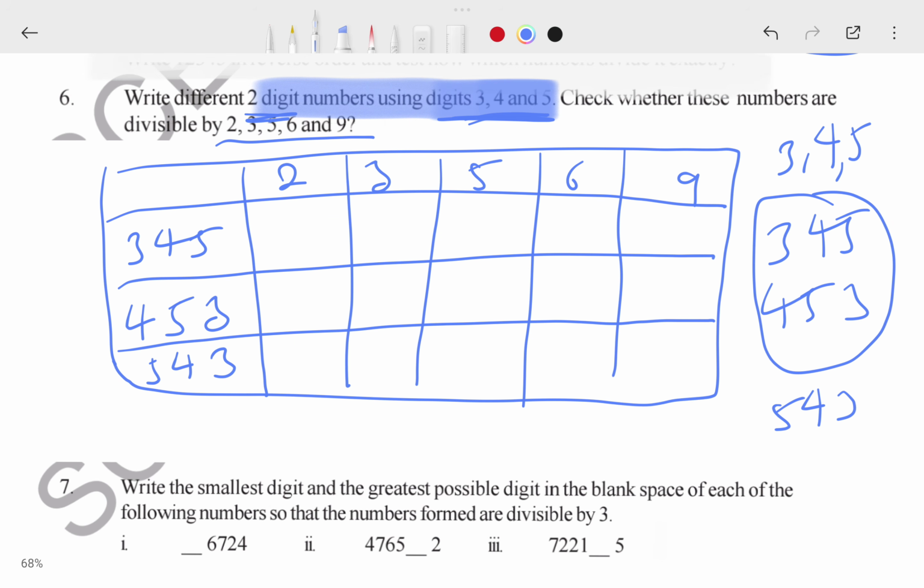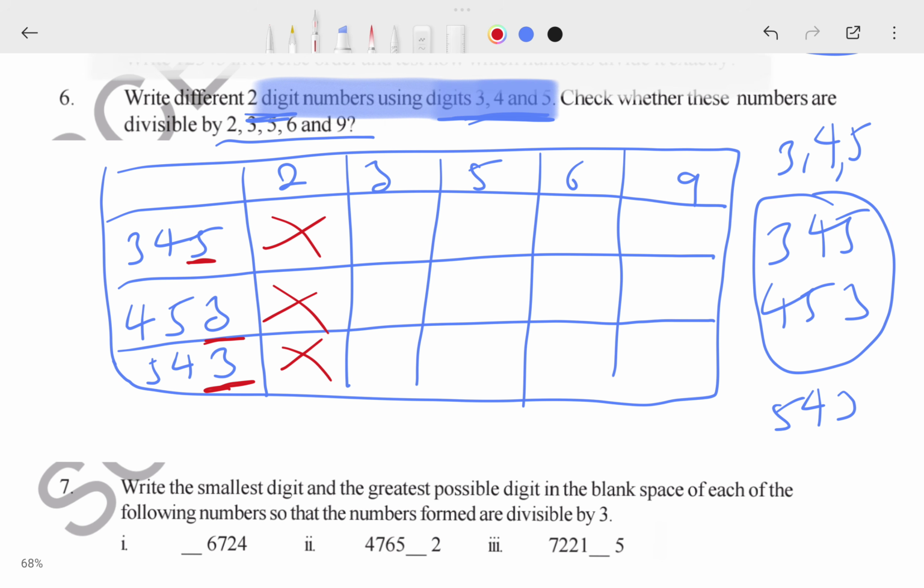Now for checking 2, what we have to know is that the end has to be 0, 2, 4, 6 or 8. So in this one, the end is 3, which is not 0, 2, 4, 6, 8. So it is not divisible by 2. Here too there is a 3, but we need it to be 0, 2, 4, 6, 8. So it is also not divisible by 2.